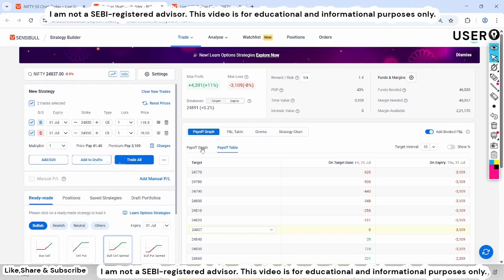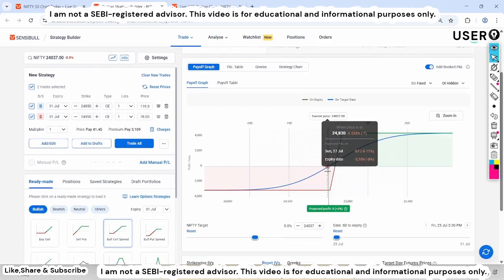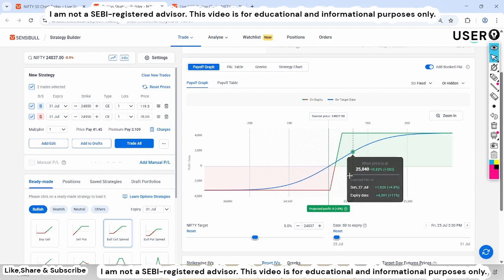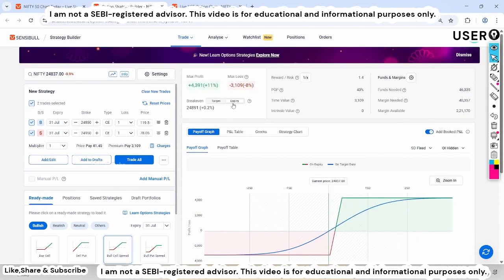Now you can see, if the market goes up, then you will be in profit. What if the market enters into this zone, 24,930? You'll be in a profit of 1,190 rupees, right? So it goes further, but your maximum profit will be 4,000 rupees only. If the market rallies 1,000 points also, you will be in a profit of only 4,000 rupees.